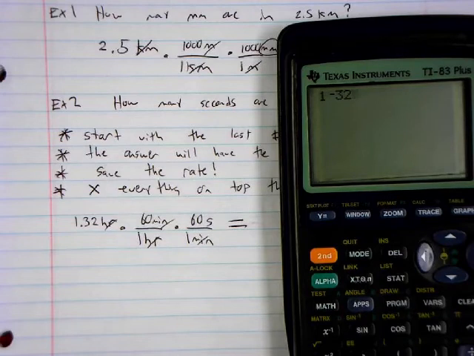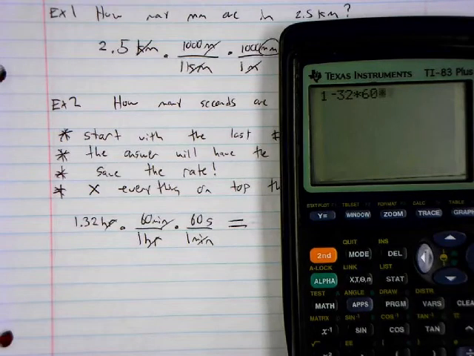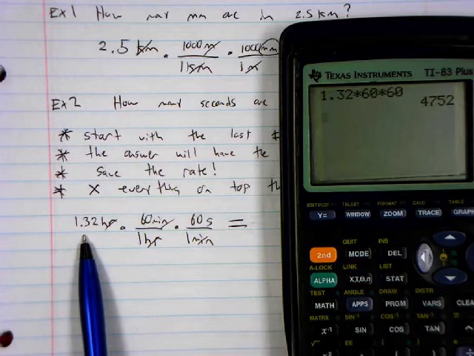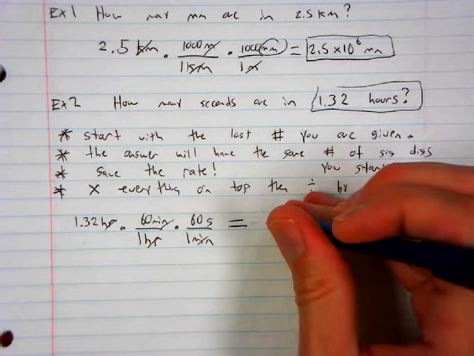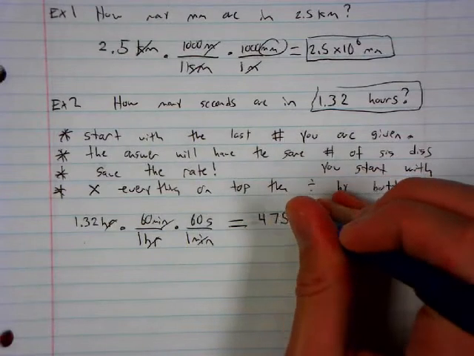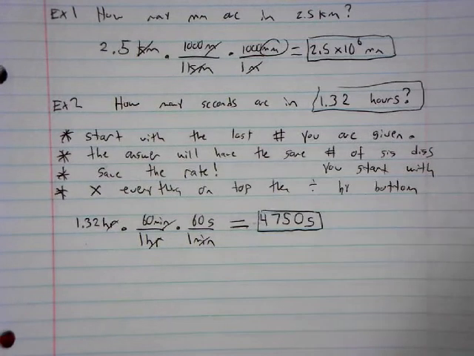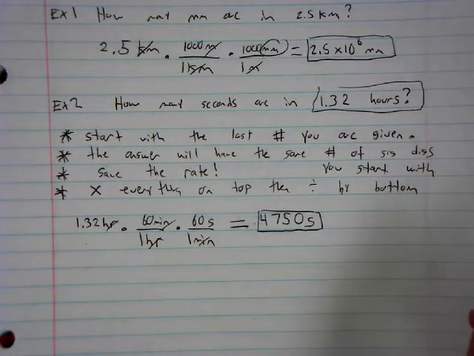So I'm going to type in 1.32 times 60 times 60. It's all ones on the bottom. What did I do? 1.32 times 60 times 60. And I got 4,752 seconds. But I only need 3 sig digs. So 4,752 is going to round to 4,750 seconds. So that is how you do it.